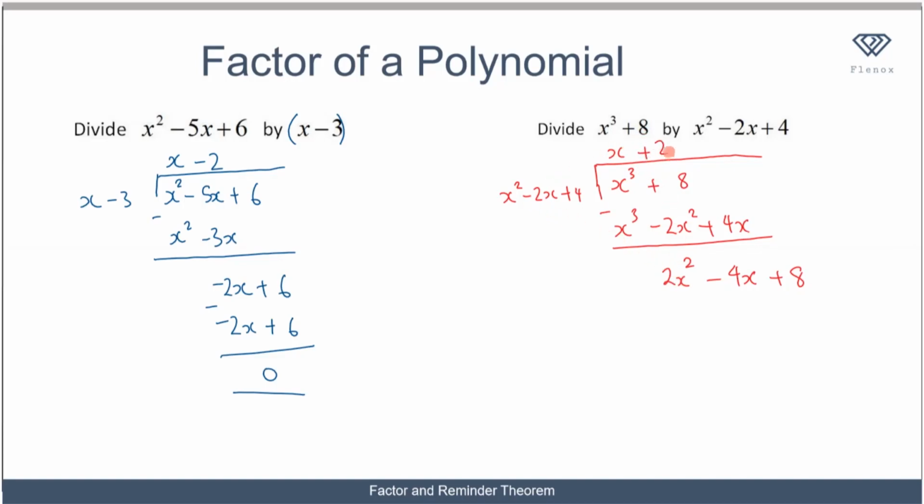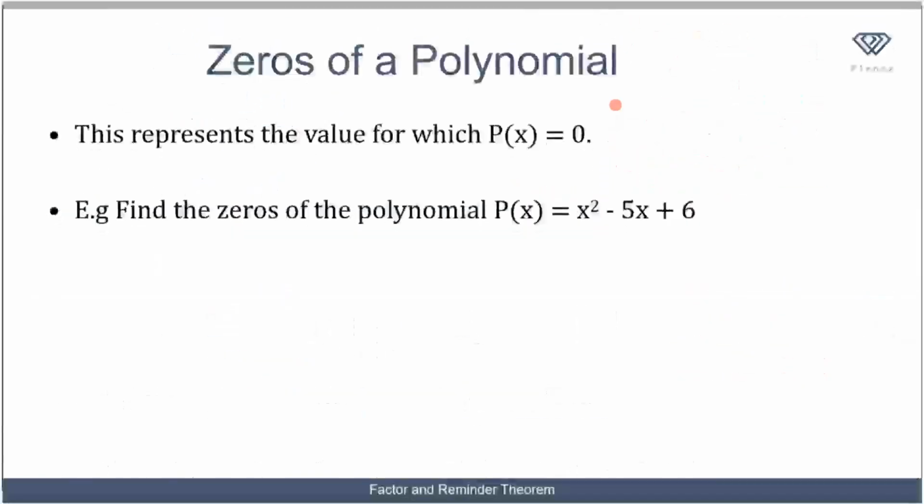So now what other term am I left with? I can divide this by this and have plus 2, and 2 times this gives me 2x squared minus 4x plus 8. So when I subtract, I get what? 0. So again, the remainder when I divide x cubed plus 8 by x squared minus 2x plus 4 is 0. Therefore, x squared minus 2x plus 4 is a factor of x cubed plus 8.